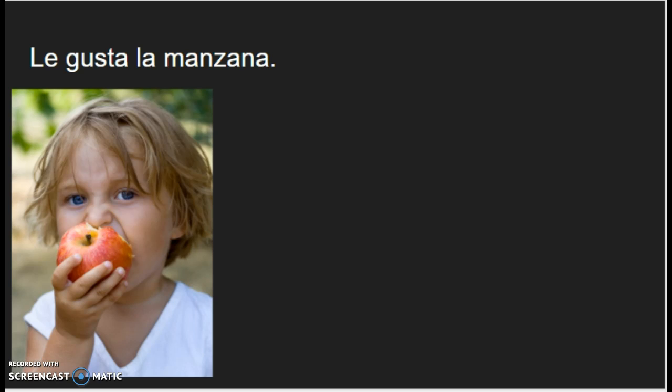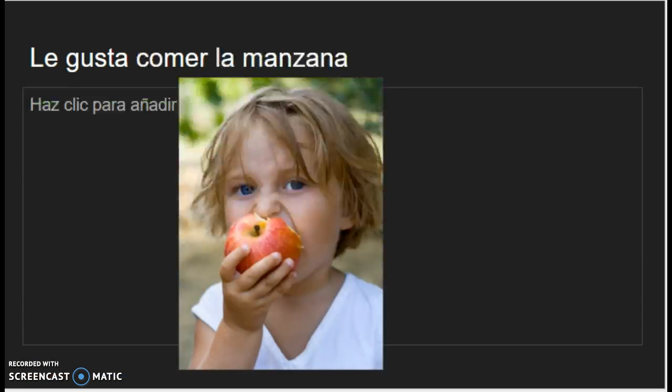So I mentioned that our formula is going to change a little bit today. So I'm going to have some examples. We're going to try to figure out how it's going to change. So here I have a singular object, la manzana, the apple. So the apple is pleasing to her, le. So I still have my le pronoun, then I have gusta, and then I have la manzana. Next example, le gusta comer la manzana.